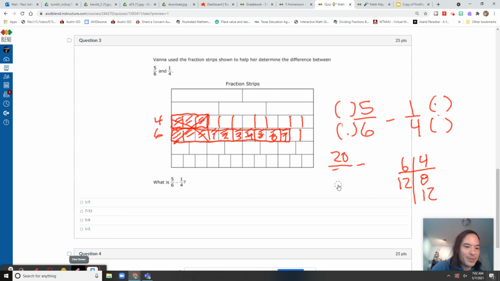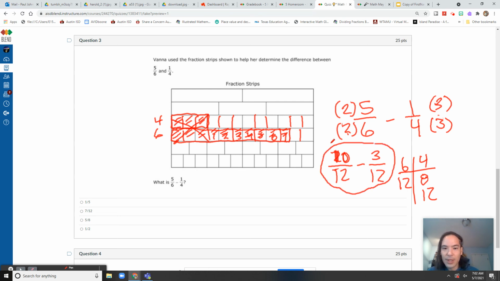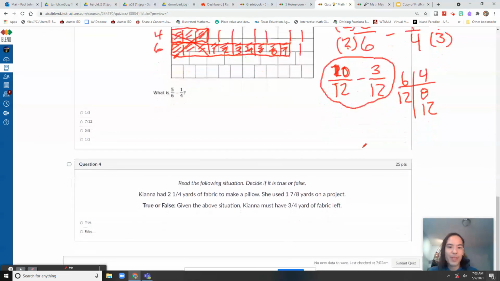Okay, restart. All right, so we wanted to change it to 12, so 6 times 2 is 12. 4 times 3 is 12. So we have 10/12ths minus 3/12ths. All right, so that will also get you the answer. Okay, so we did it in pictures, and we did it with the algorithm. So just solve that one out, and you should find the answer.